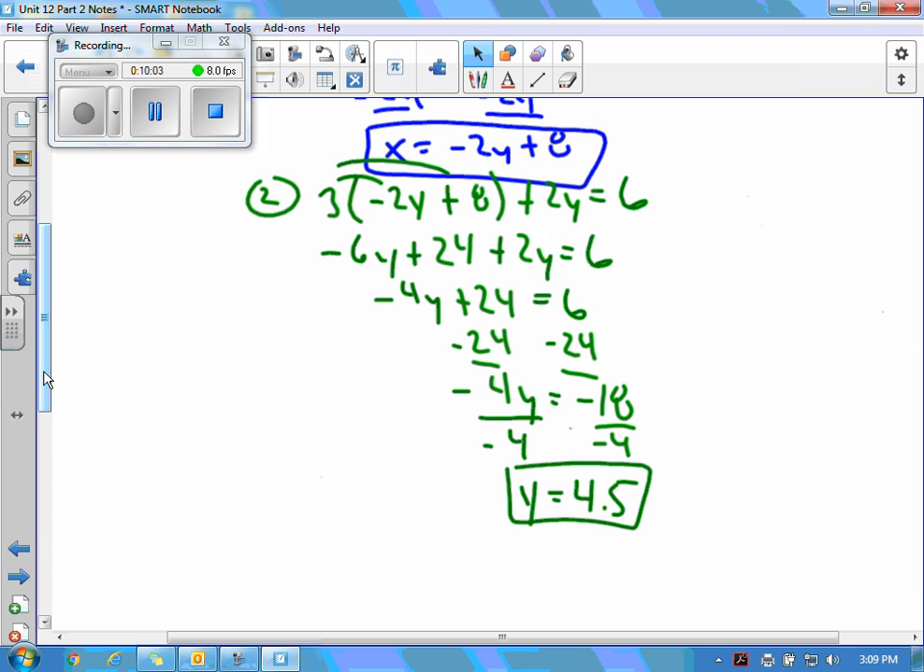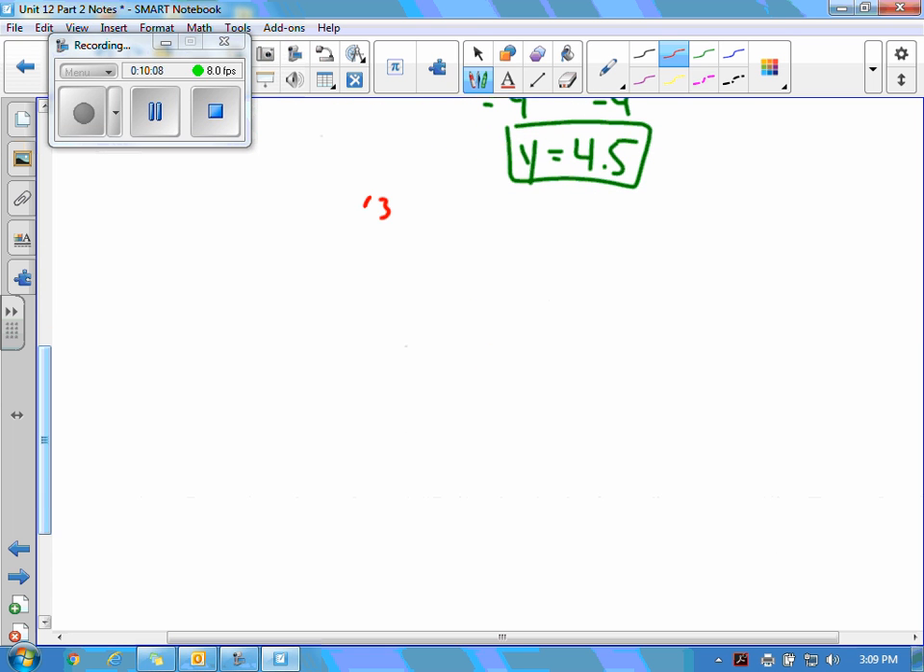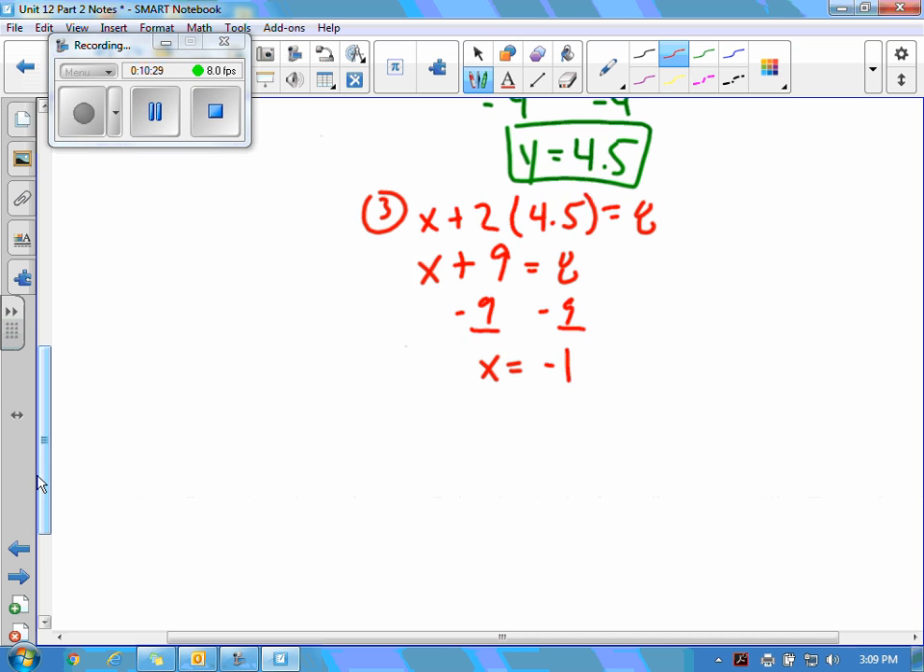My last step is then to plug 4.5 into either equation. So I'm going to plug it into the top equation. I'll have x plus 2, replace the y with 4.5, equals 8. 2 times 4.5 is 9. Subtract 9 on both sides. I'll get x equals -1. Again, my solution is an ordered pair, so that'd be -1, 4.5.